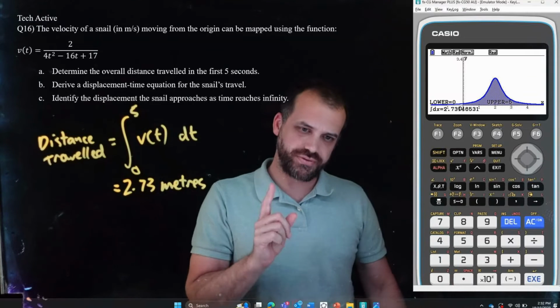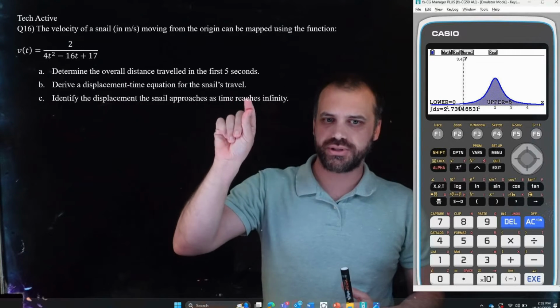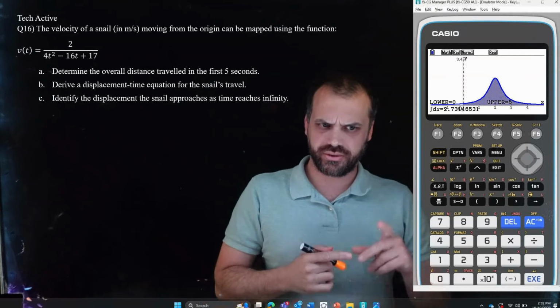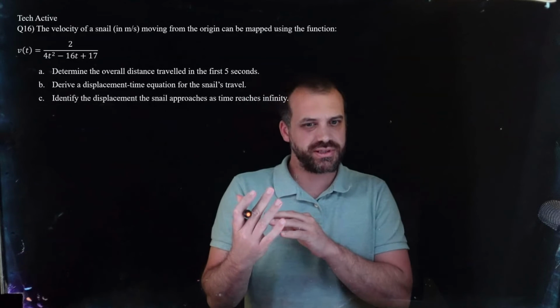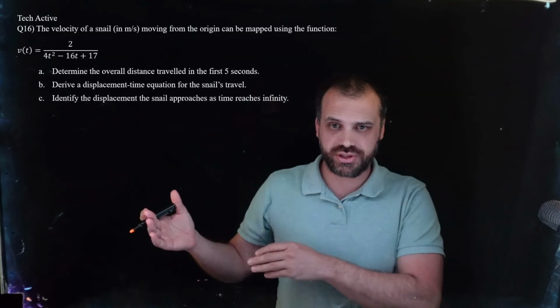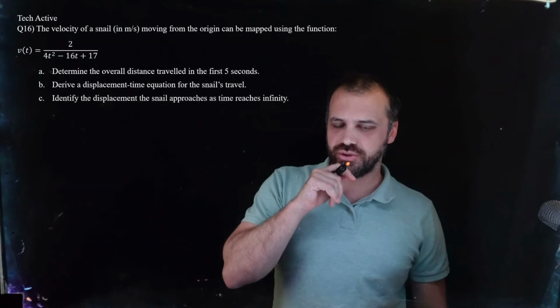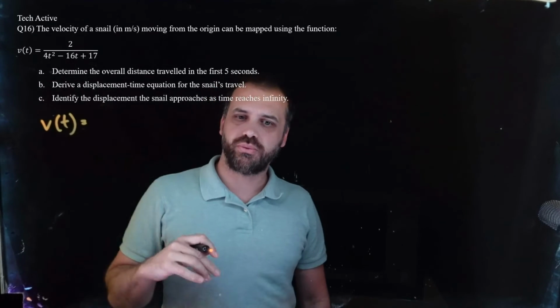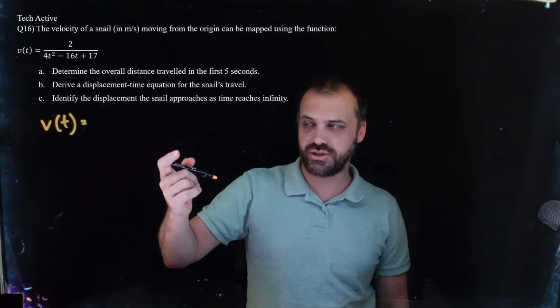Part B is where life's going to get more tricky. It says derive a displacement time equation for the snail's travel. Now, the calculator is not going to help me here. From my observations, this happens in specialist exams. Just because it's a tech active exam doesn't mean your calculator is going to help you all the time. So we know our velocity function, so we should be able to find the displacement time function by just integrating that.